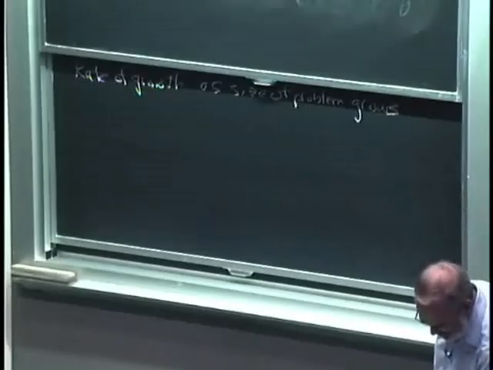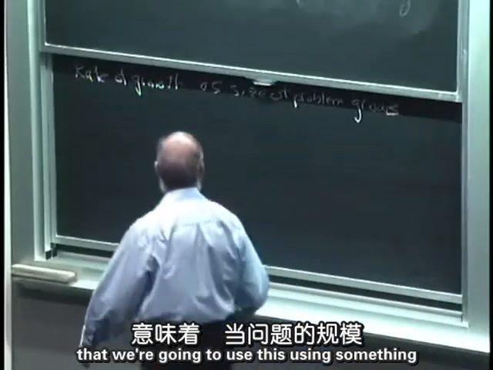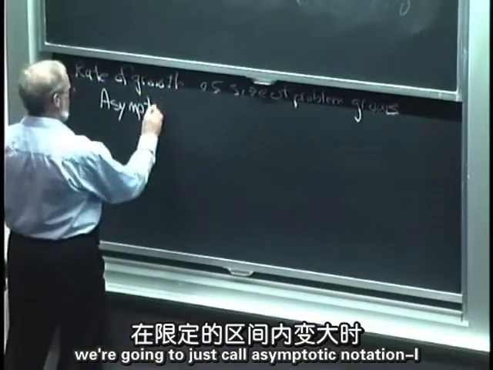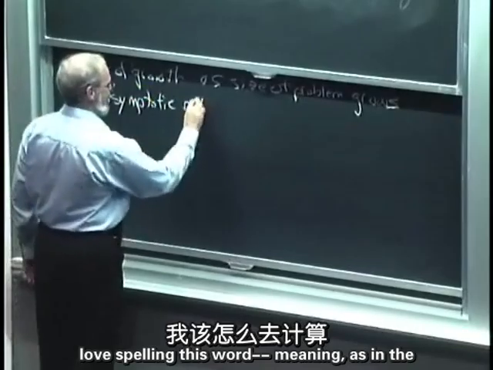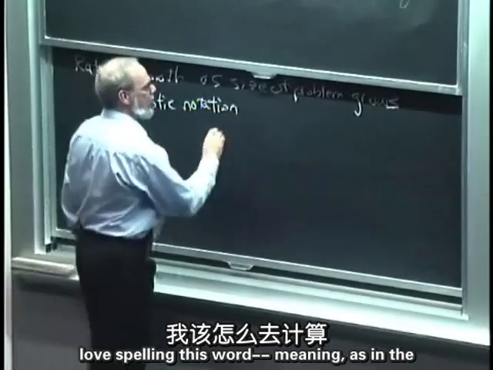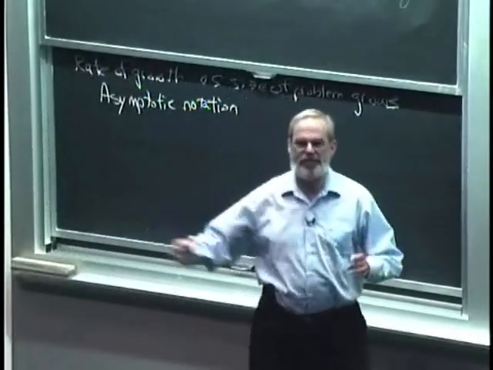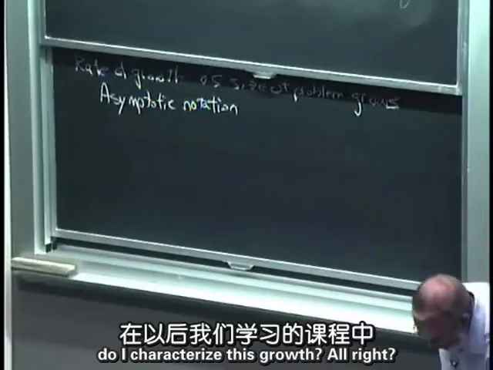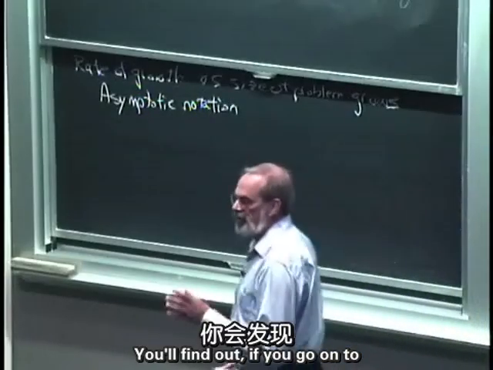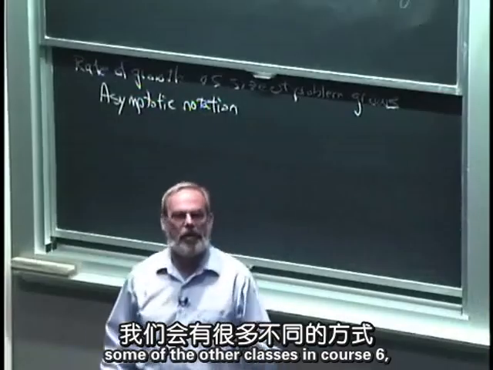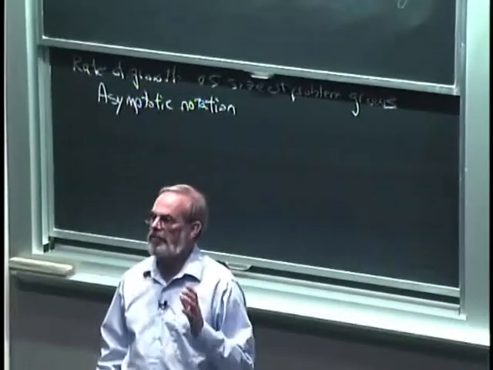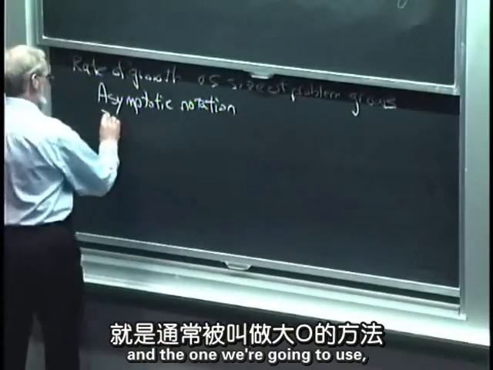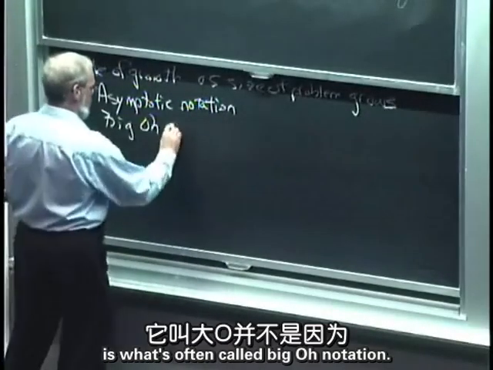And what that really says is that we're going to use something we're just going to call asymptotic notation. I love spelling this word. Meaning, as in the limit, as the size of the problem gets bigger, how do I characterize this growth? Right? You'll find that if you go on to some of the other classes in Course 6, there are a lot of different ways that you can measure this. The most common one, and the one we're going to use, is what's often called big O notation.